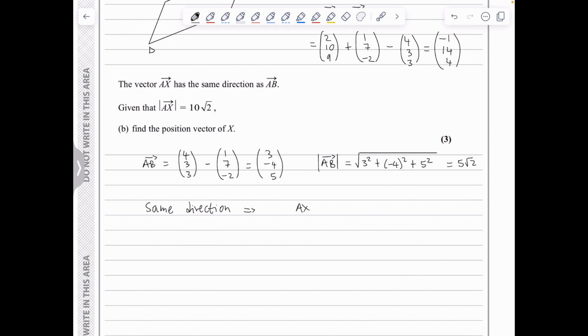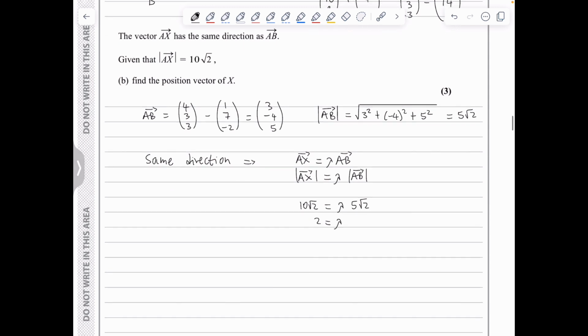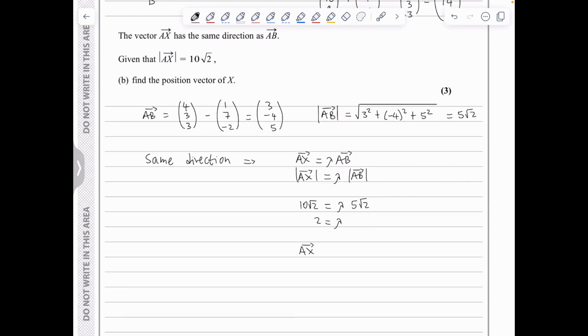So we can say that the vector AX is lambda times the vector AB. If I take the magnitudes of both sides, we get that the magnitude of AX is lambda times the magnitude of AB. So 10 root 2 is lambda times 5 root 2, and this leads to lambda being equal to 2. So to find the vector AX, I will simply do 2 times the vector AB. The vector AB was found to be 3, negative 4, 5, so this leads to 6, negative 8, 10.